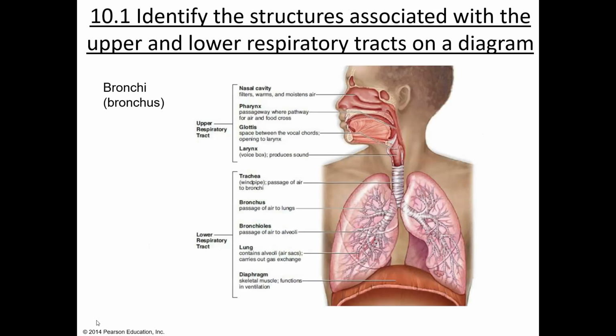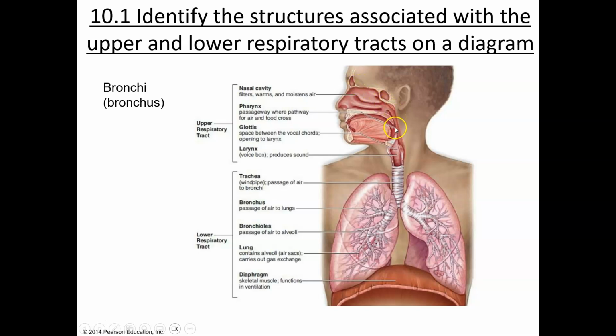What you're going to do is identify the structures associated with the upper and lower respiratory tracts on a diagram. And this is the diagram out of your book. You can see here, it has it divided into upper and lower respiratory tract. Most books divide it so the larynx is in the lower respiratory tract. It's not that important whether you have it in the upper or the lower respiratory tract. I want you to be aware that people do refer to the upper respiratory tract and the lower respiratory tract. And you can see here, the upper respiratory tract is the nasal cavity, and the sinuses are in there.